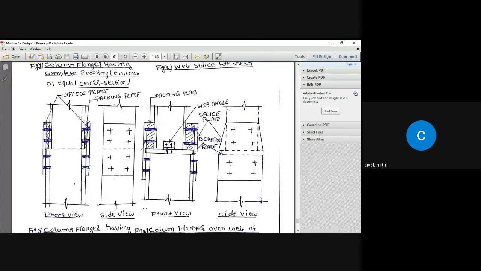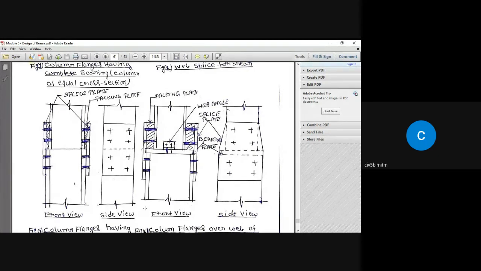And when it comes to the design or check for web crippling and web buckling, it is the same for both laterally supported and laterally unsupported beams. Only the checking of the bending part changes from laterally supported to laterally unsupported beams. Just know the difference. So if you are asked a theoretical question in the examination on the laterally unsupported beam, not a problem, then you can write the procedure.